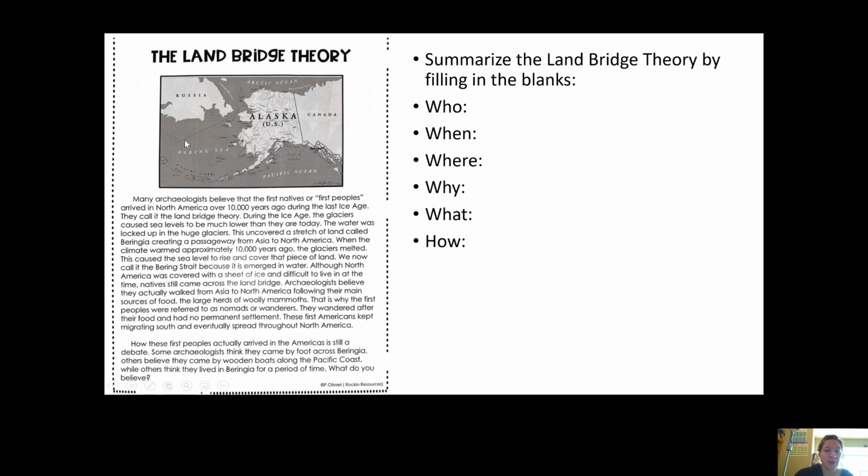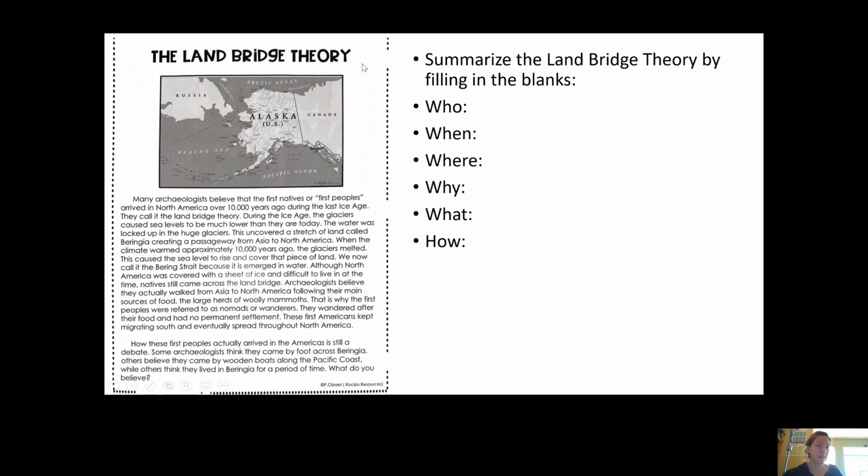So as they worked their way from Asia to North America, if you can see this is Alaska, Canada, they would be working their way down to North America where we're at right now. These first Americans kept migrating south and eventually spread throughout North America. How these first people actually arrived in the Americas is still a debate. Some archaeologists think they came by foot across Beringia, and others believe they came by wooden boats along the Pacific coast, while others think they lived in Beringia for a period of time. What do you believe? So there's still theories.